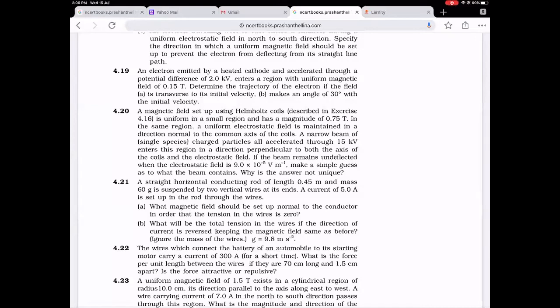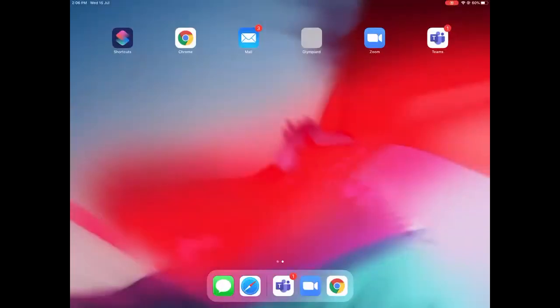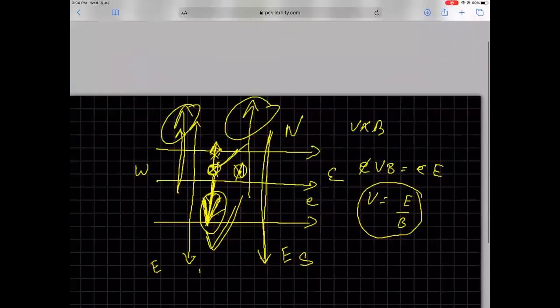So the 19th one, you have an electron. An electron is accelerated through 2 kilovolt. It means half mv squared equals 2 times 10 power 3 times e joules.